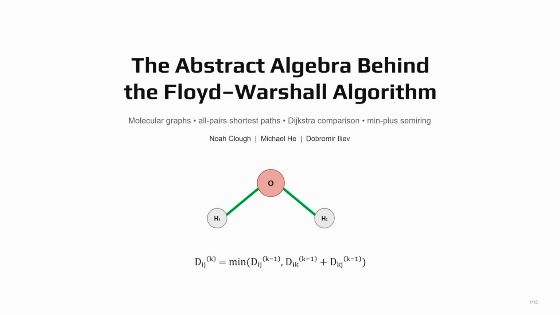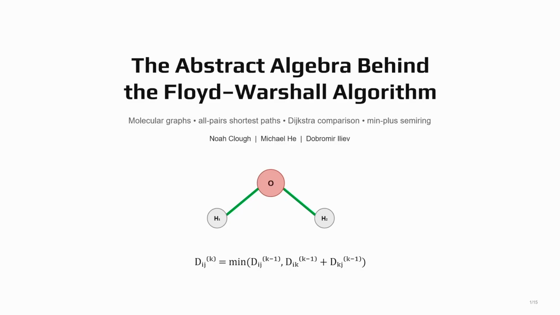Hello, my name is Noah, and I'll start a presentation on the algebra behind the Floyd-Warshall algorithm and generally how graph algorithms are connected to abstract algebra as a whole. This is an algorithm that allows us to find all the shortest paths between all pairs of vertices in a graph. What actually defines a graph will be outlined later in the presentation.